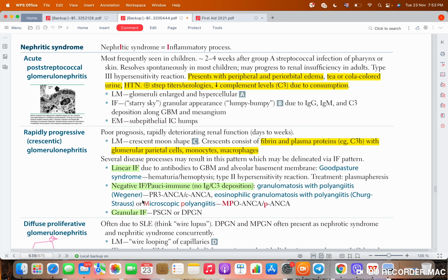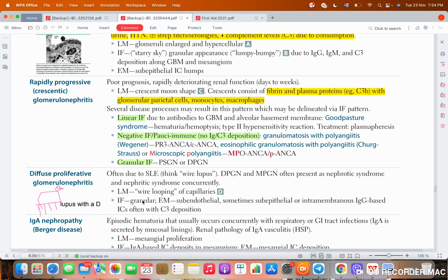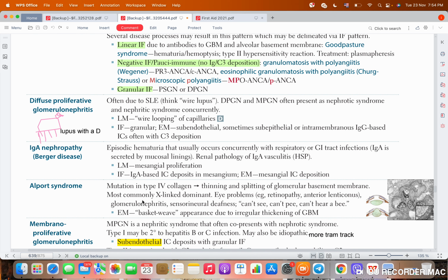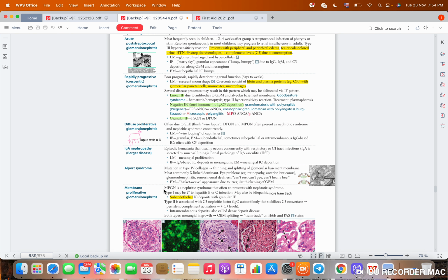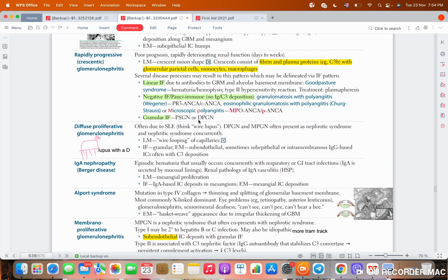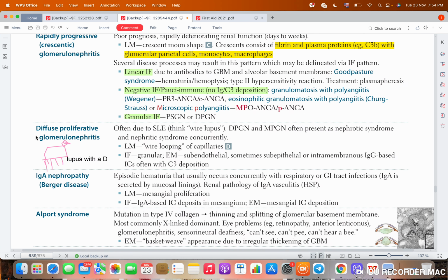granulomatosis with polyangiitis, which is Wegener, which is a C-ANCA, and eosinophilic granulomatosis with polyangiitis, which is Churg-Strauss, or microscopic polyangiitis, which is a P-ANCA, or myeloperoxidase ANCA. Okay, so the next thing you must do is diffuse proliferative glomerulonephritis. So what is diffuse proliferative glomerulonephritis? So it's lupus, okay? It's always lupus. So it's often due to lupus.